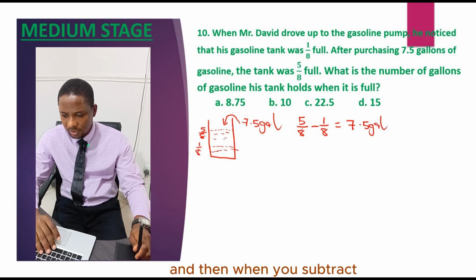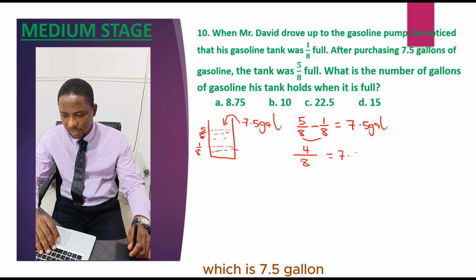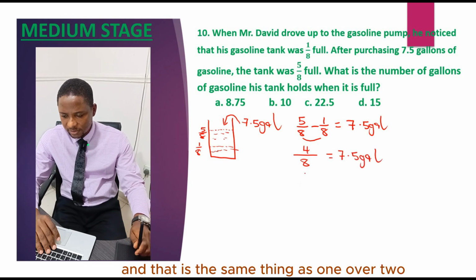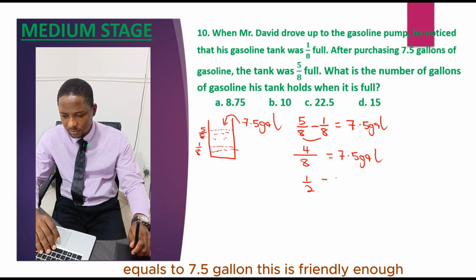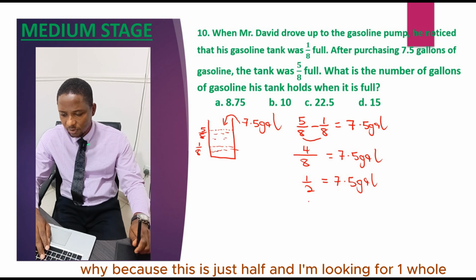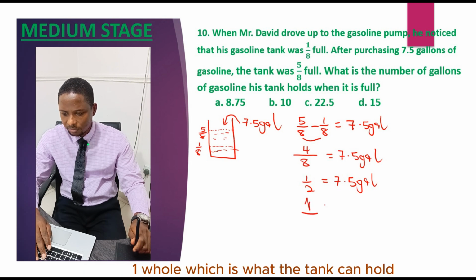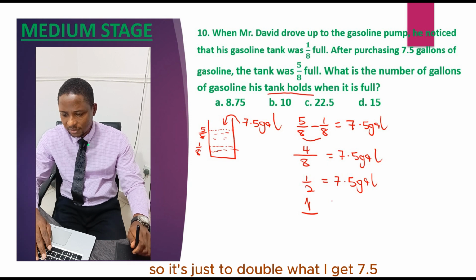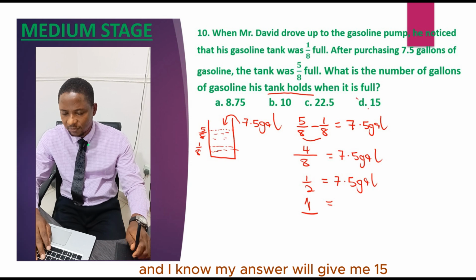And then when you subtract, because you have the same base, very easy. 5 minus 1 will give you 4, which is 7.5 gallons. And that is the same thing as 1/2 equals 7.5 gallons. This is friendly enough. Why? Because this is just half, and I'm looking for the whole, which is what the tank can hold. So it's just to double what I have here, 7.5, and I know my answer will give me 15.